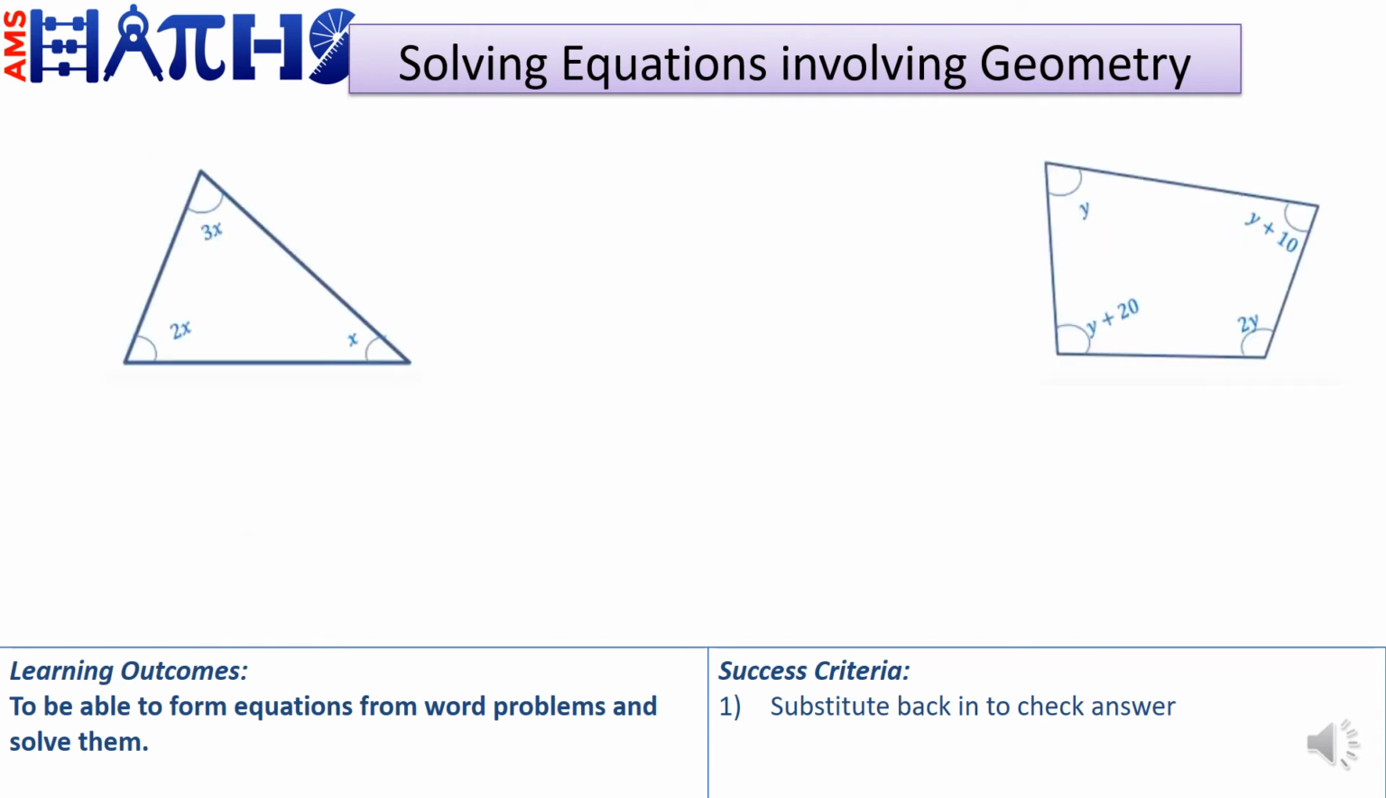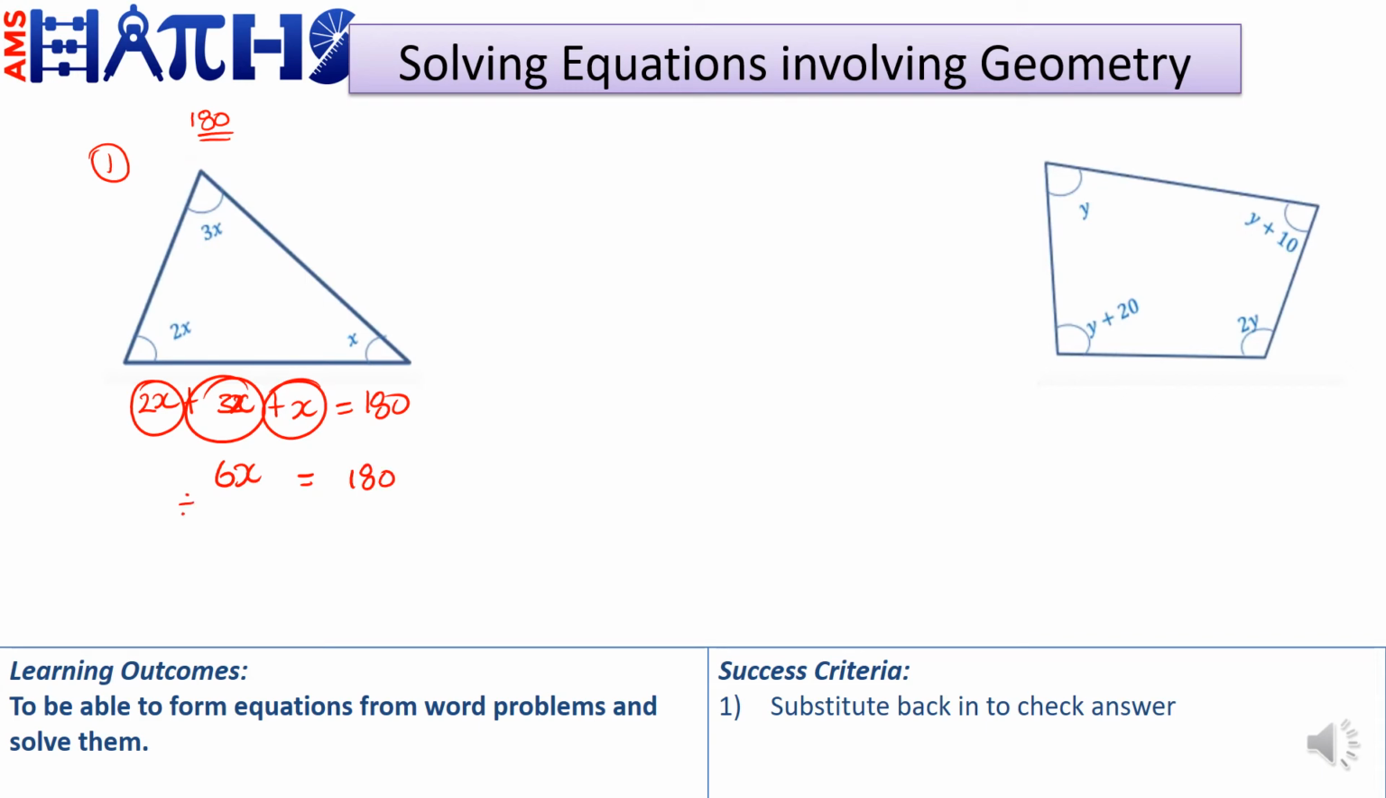Here we have two other examples with geometry in our solving equations. So for the first one, we have a triangle and we want to find out what x is. So we know the sum of the angles in a triangle is 180. So that means the three angles, when we add them, is equal to 180 degrees. So we can write our equation 2x plus 3x plus x is equal to 180. We can simplify. 2x plus 3x plus 1x will give us 6x, and that's 180 degrees.